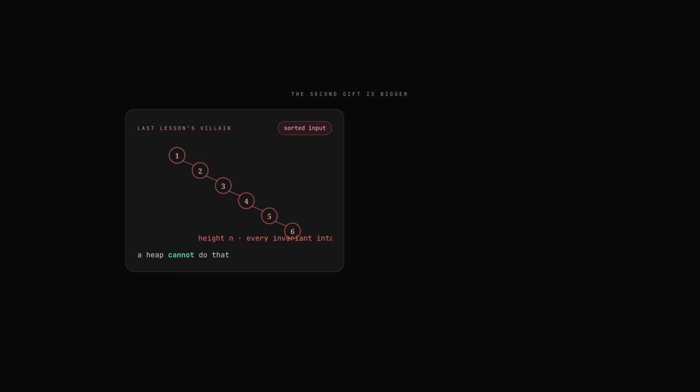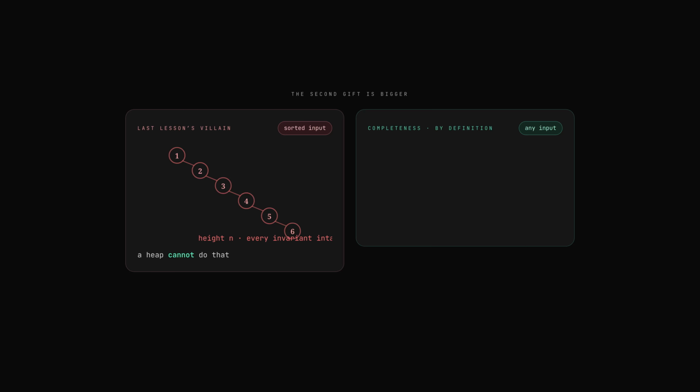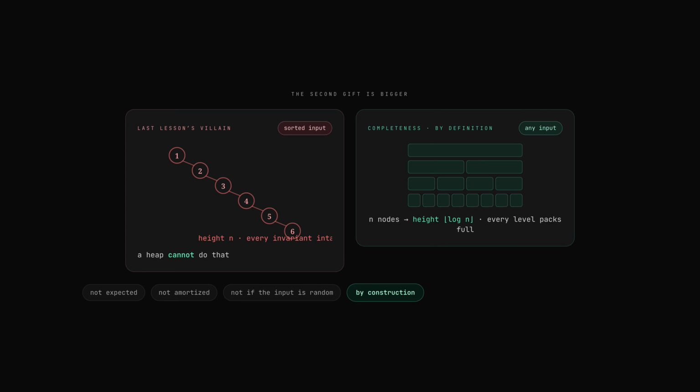Completeness is part of the definition. Every level packs full before the next begins, so n nodes always stack into height log n, rounded down. Not expected height, not amortized, not if the input is random, by construction. There is no insertion order on Earth that makes a heap lean. 1,000,000 elements is height 19, every time.